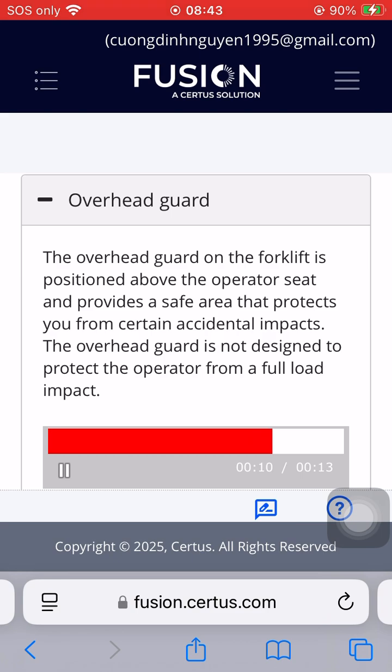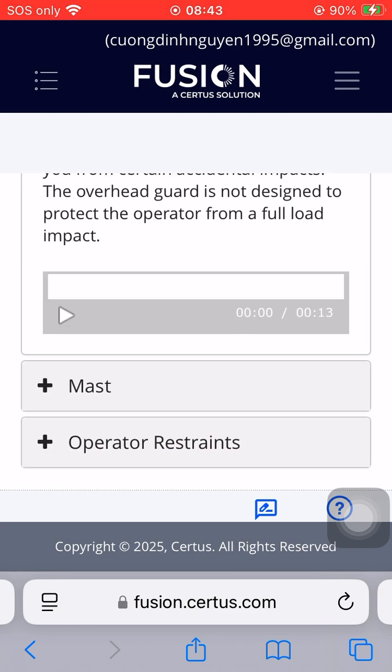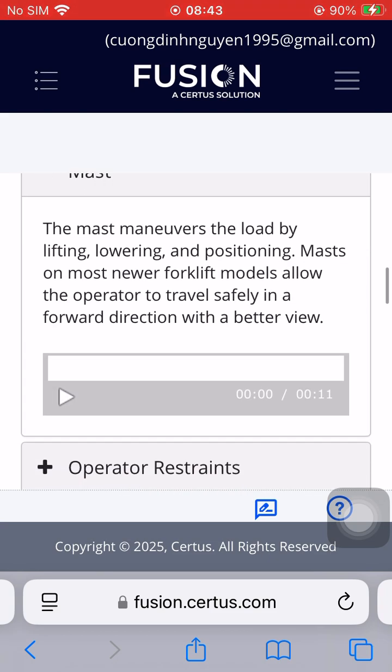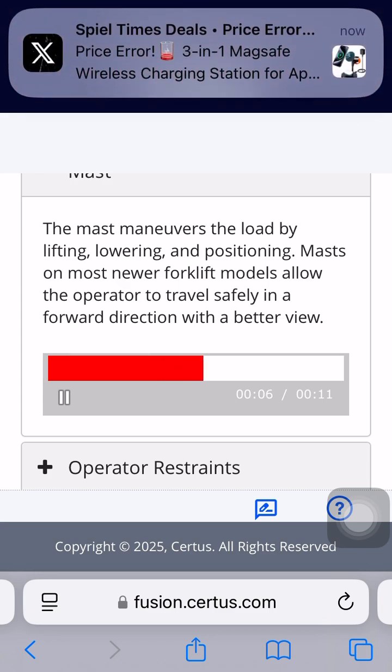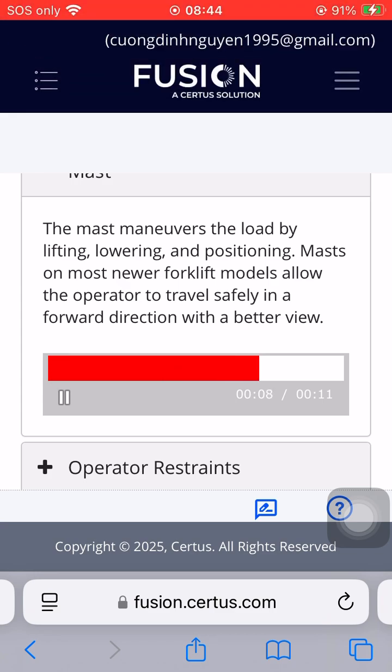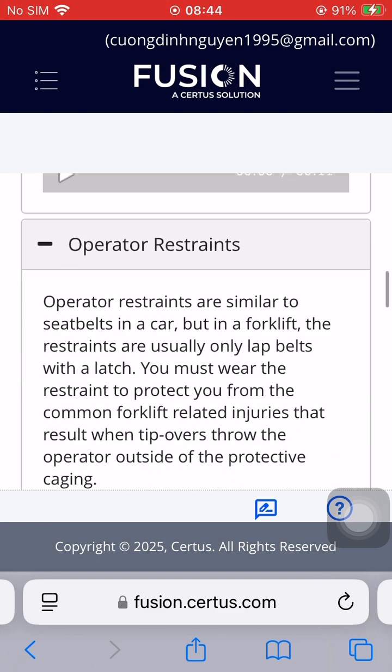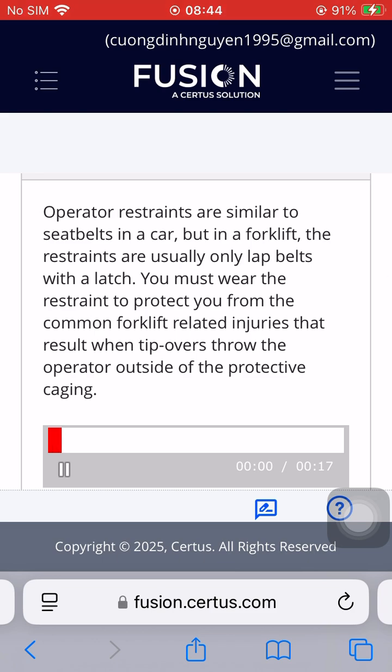The overhead guard is not designed to protect the operator from a full load impact. Mast. The mast maneuvers the load by lifting, lowering, and positioning. Masts on most newer forklift models allow the operator to travel safely in a forward direction with a better view. Operator restraints. Operator restraints are similar to seatbelts in a car, but in a forklift, the restraints are usually only lap belts with a latch.